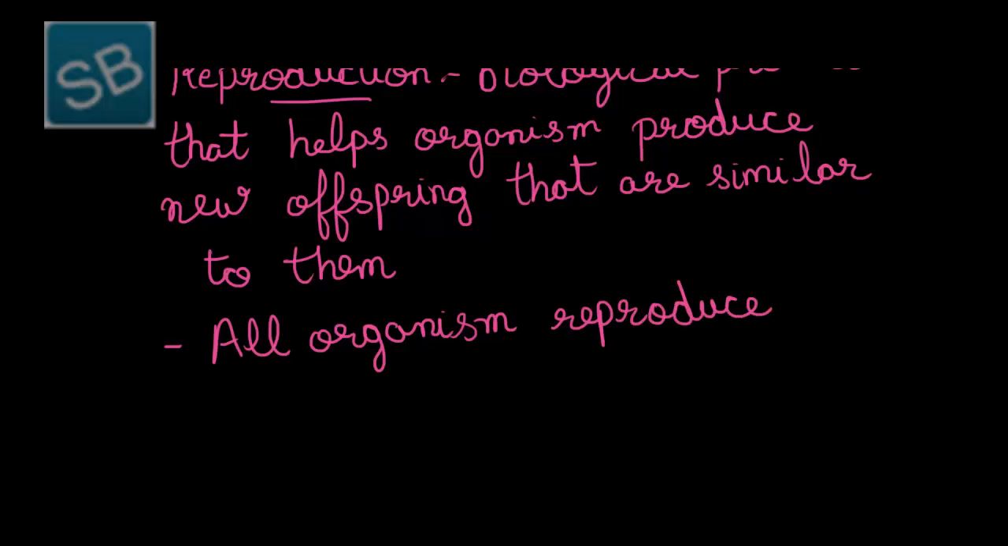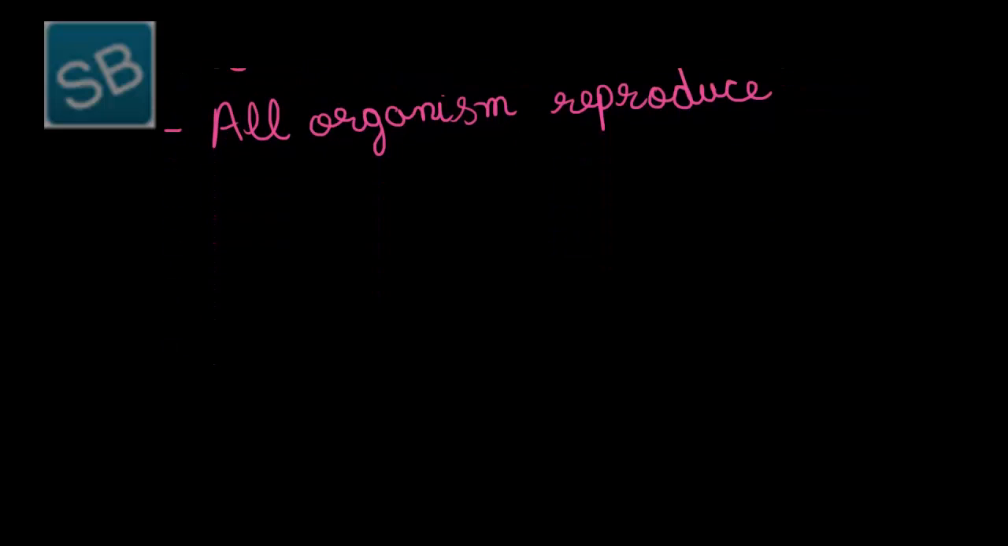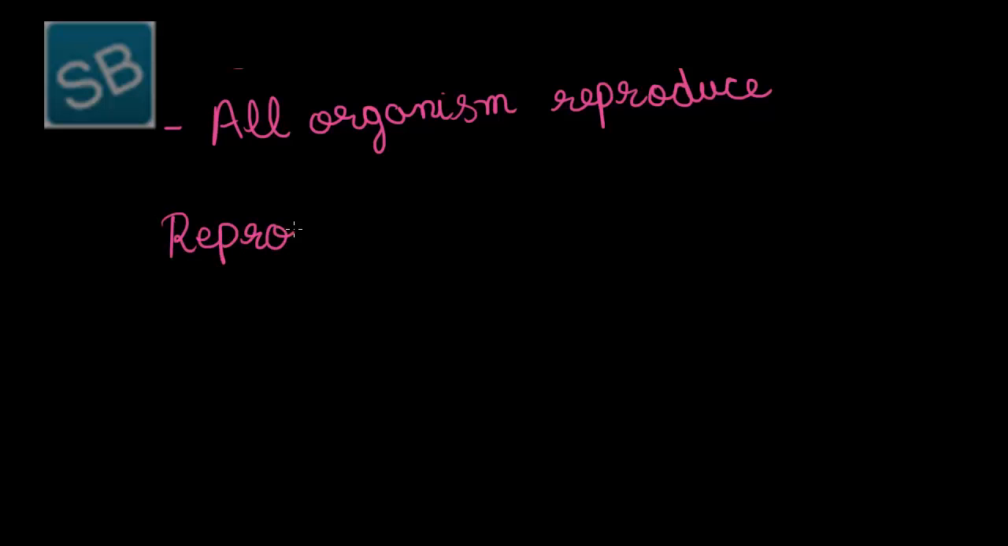It ranges from single-celled organisms to multicellular ones. Apart from animals, this reproduction process also takes place in plants. Now, what are the advantages or positive aspects of reproduction? That is, why is reproduction necessary?